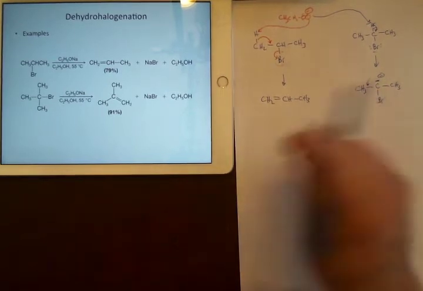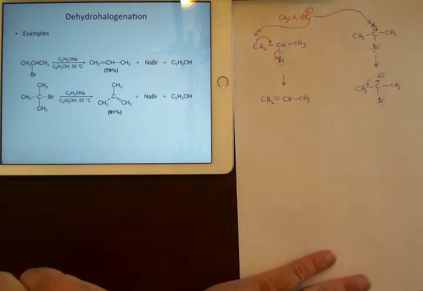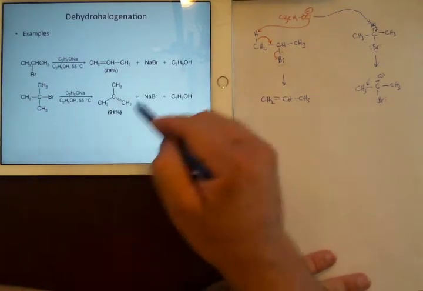Okay. Same thing goes with here. You come in and grab this, that collapses down, kick off the bromine. It doesn't matter which one you take in this case because the molecule is symmetrical. You would end up with this product.